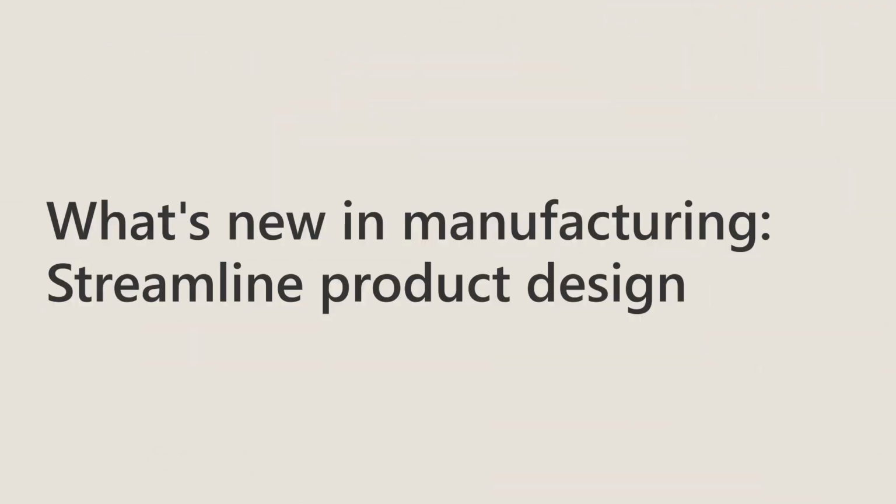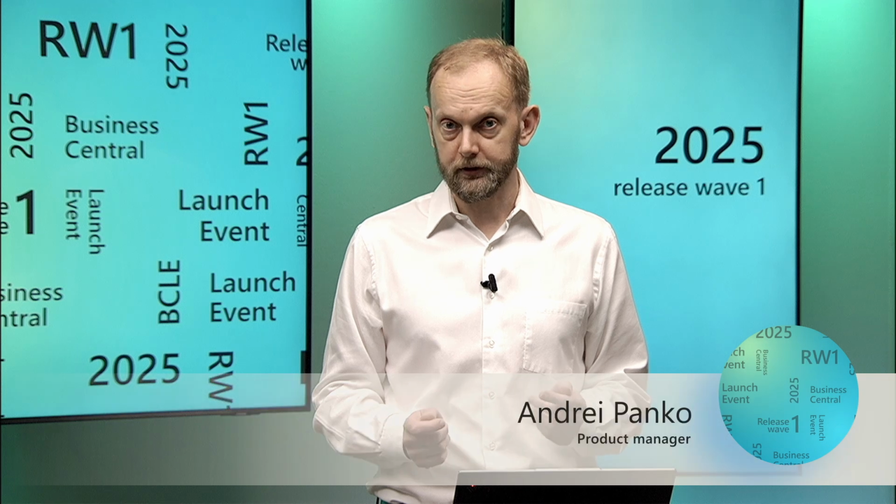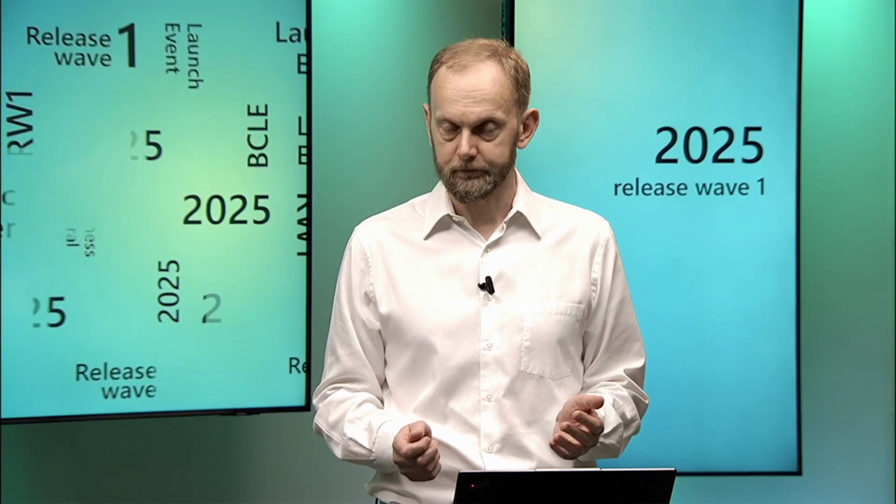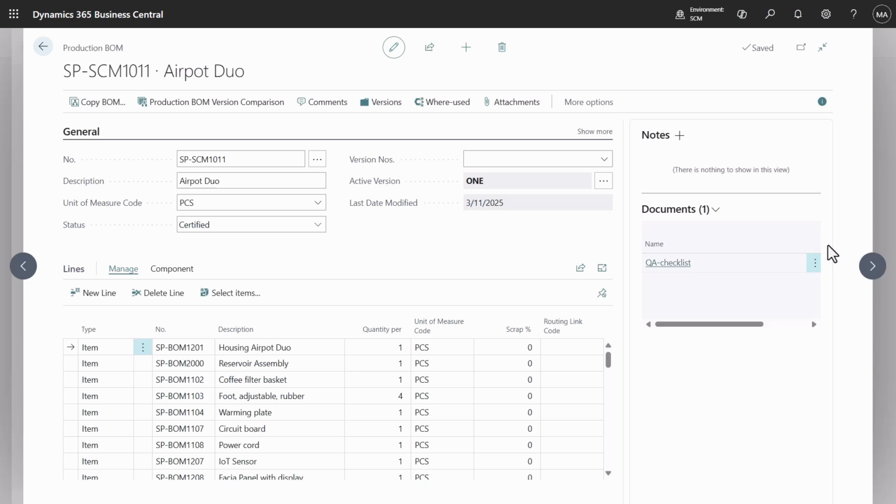Production bill of material is a key component in manufacturing. In this release, we enhanced usability to make sure that it's easier for you to maintain the list of components needed to produce a product. But it's easier to see in the demo. And let's start with the production bill of material.